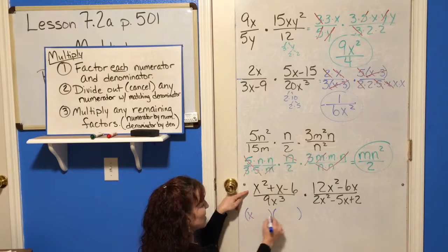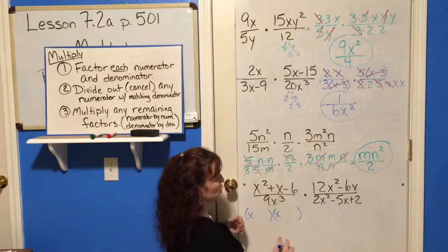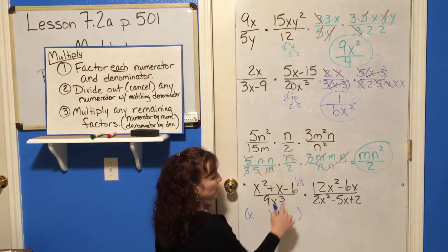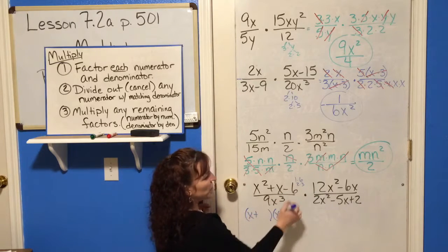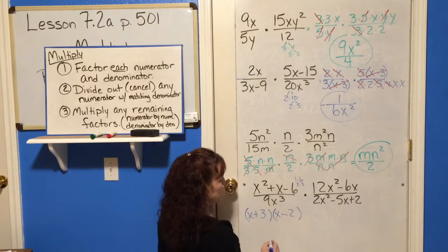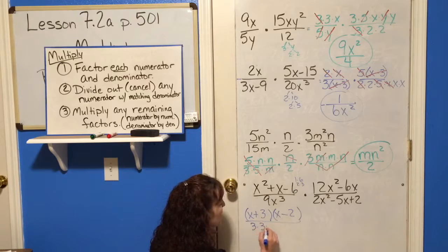So x times x is x squared, and I'm starting to go a little bit quicker. Hopefully you're starting to get quicker at this too. 6 is either 1 and 6 or 2 and 3, but I need the difference. Ooh, they're different signs because it's negative. I need the difference to be 1, so a positive 3 and a negative 2. Over 9 is 3 times 3. X cubed is 1, 2, 3 x's.